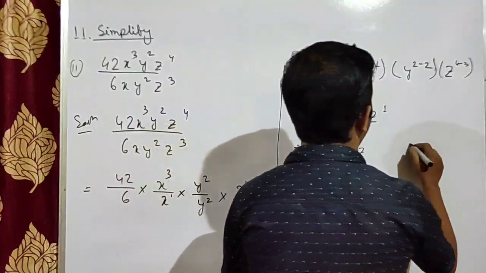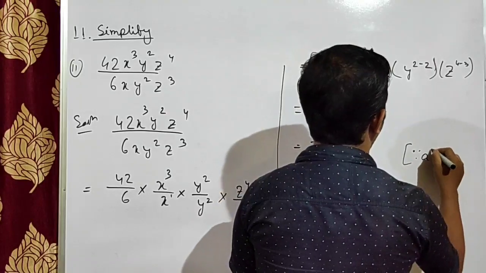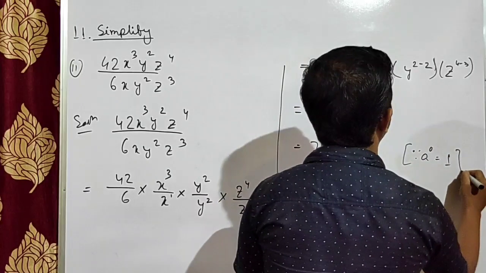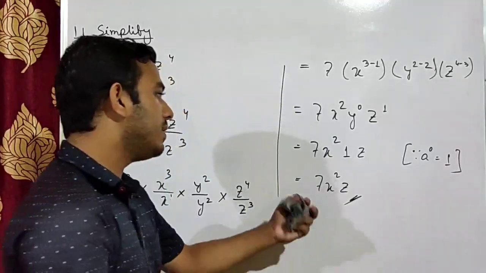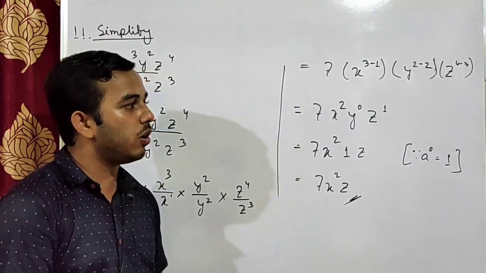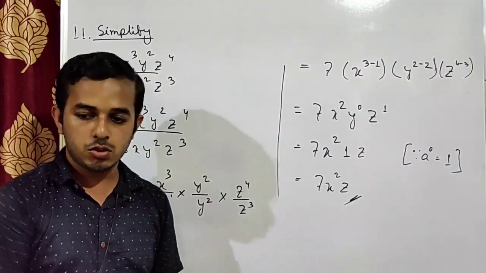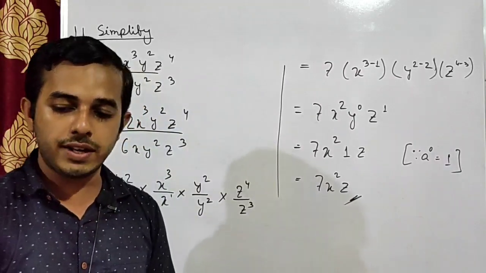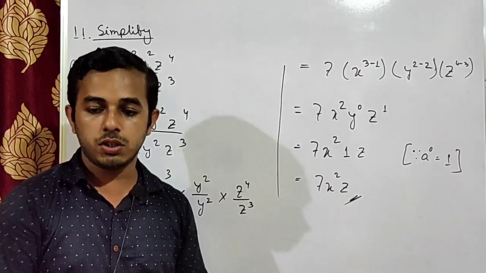In bracket we will write, since a to the power 0 equals 1. Clear? Very easy, right? Just know the process, just know the law, then you can easily find out. So the remaining two expressions you can easily find out. Now let's move to our question number 12.